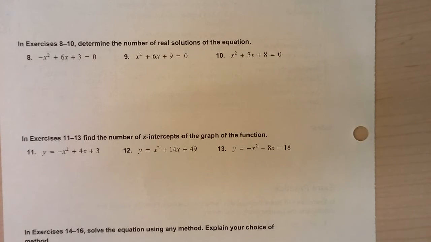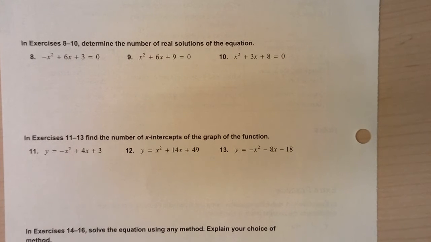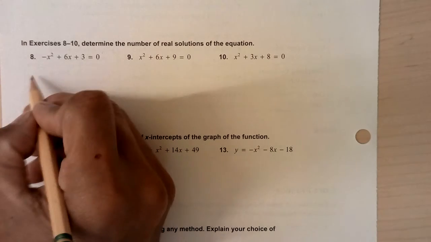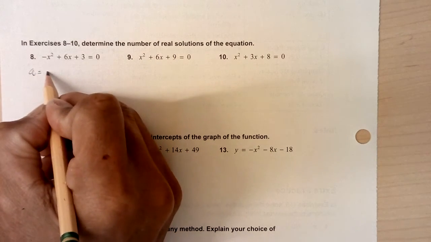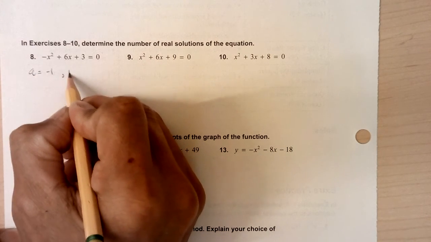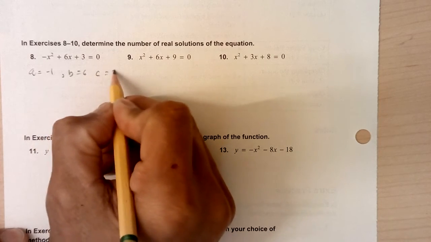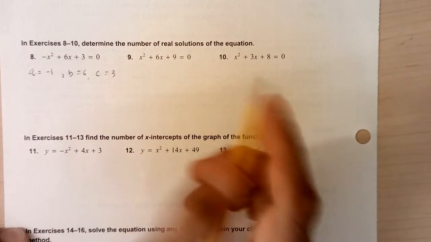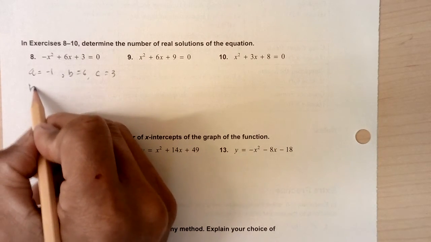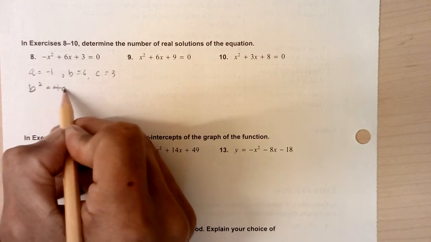Now, just trying to apply that on exercises or problems 8 through 10, it says determine the number of real solutions of the equation. So what that's really asking you to do is, 1, evaluate the discriminant, and then 2, use that to try to determine the number of solutions. Okay, so we still want to figure out a, b, and c. a is -1, b is 6, and then c is 3. But I'm not using the entire quadratic formula. I'm just trying to evaluate the b squared minus 4ac part.